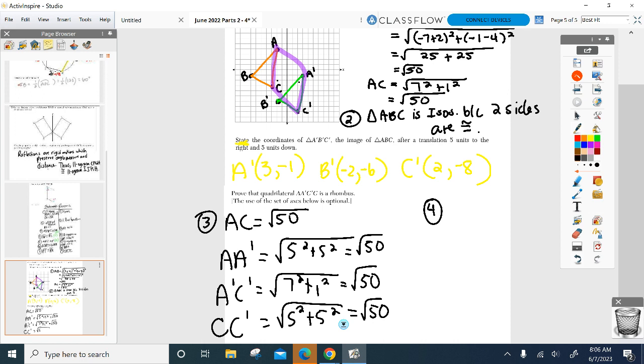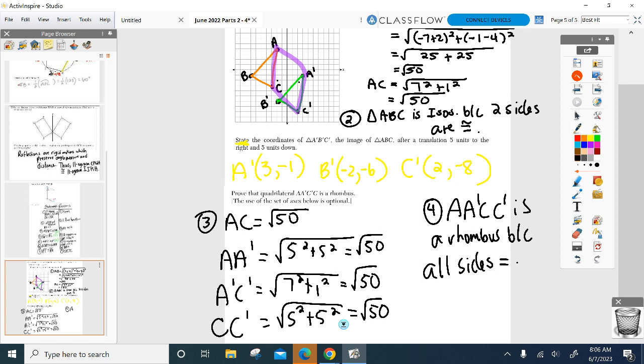And then once you have all four distances to be the square root of 50, now last step: A prime, C prime is a rhombus because all sides are equal. This could have been a lot tougher. It's as easy as this for us. Whew. Thank our lucky stars.